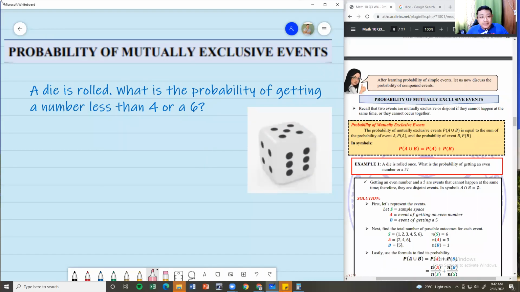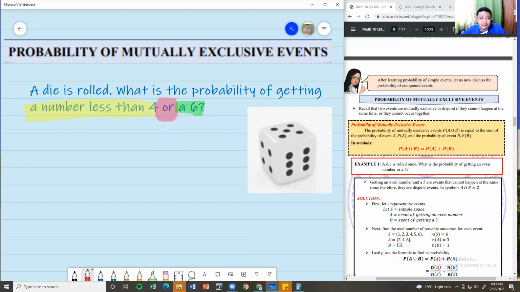What is the probability of getting a number less than 4? That's the first event. Or, a 6. So therefore, we have two events here. I hope you notice that. The first event is the probability of getting a number less than 4. And our second event is a 6. And they are separated by the word or.